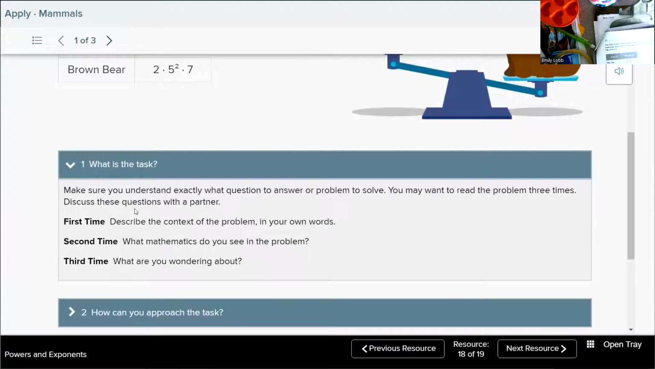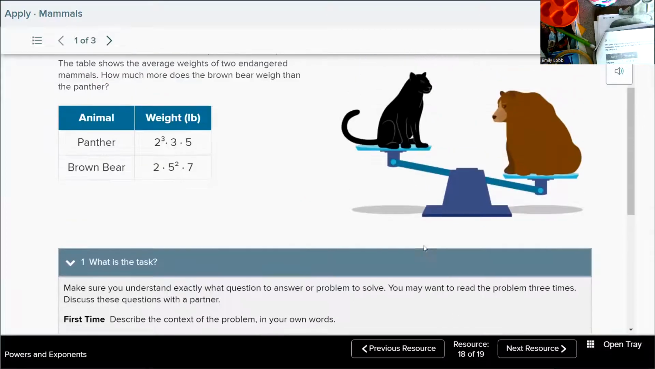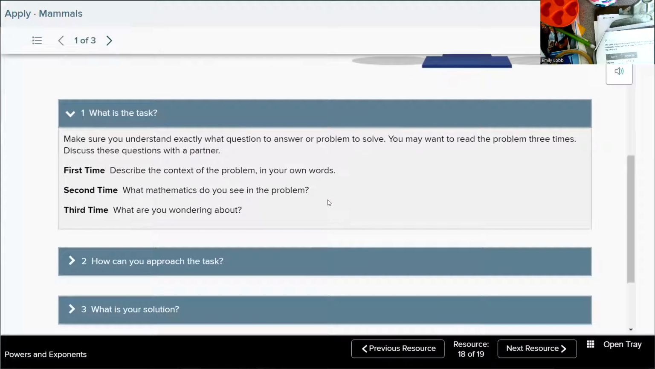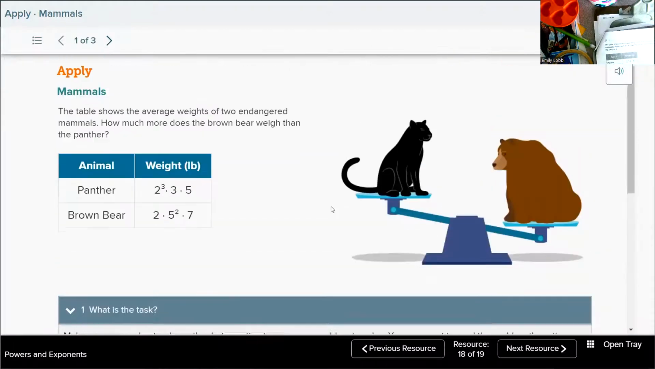So second time, what mathematics do you see in the problem? What do we have to do? We first have to multiply and write out our factors for our exponents, and then we're having to figure out how much more. How much more means we're doing what operation? Excellent. We're finding the difference, so we're subtracting. And finally, third time, any wondering?